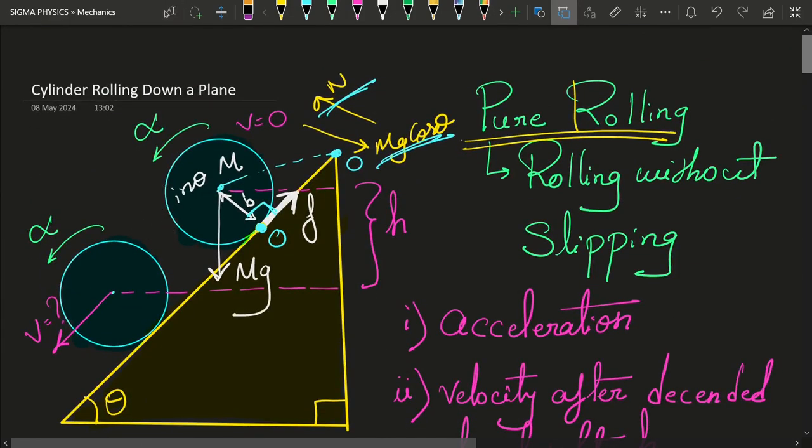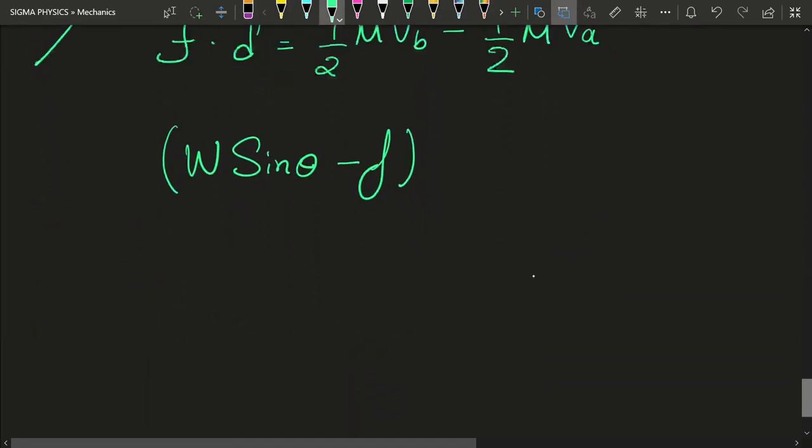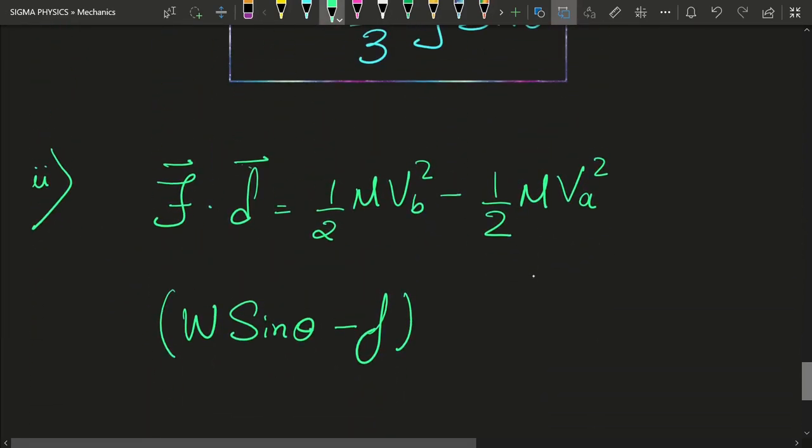Let me clear things up over here. So let us say it covers some distance, and let us say that distance is nothing but L. If that distance is L, then the net force into displacement would just become (W sin theta minus f) into L. We know that its initial velocity is zero. So I'm going to get the net force into the displacement equal to half M V squared. This is the V that we are trying to find.